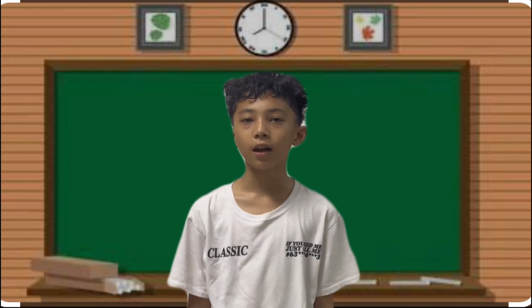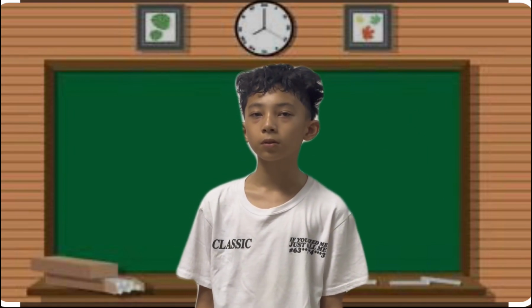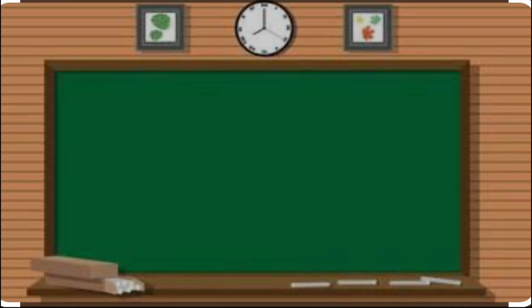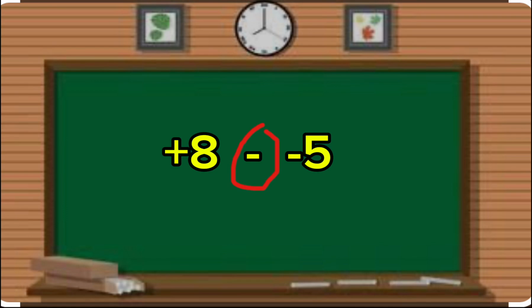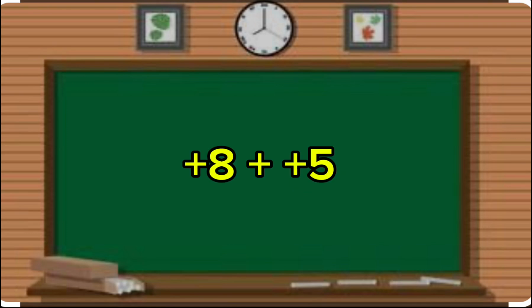Now, let's go to our final example. This time, we are subtracting opposite signs. We have positive 8 minus negative 5. Again, our first step is to change the operation into addition. So, let's change minus sign into plus sign. And then, after that, let us get the opposite sign of the subtrahend. The opposite sign of negative 5 is positive 5.